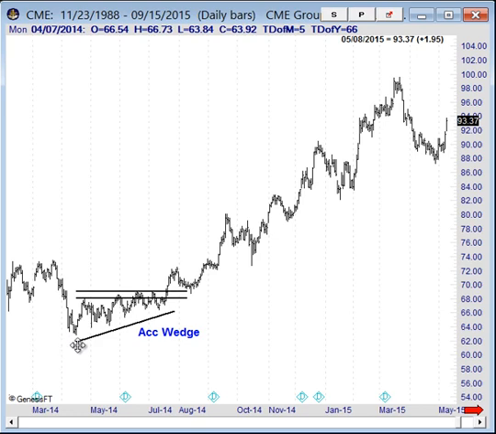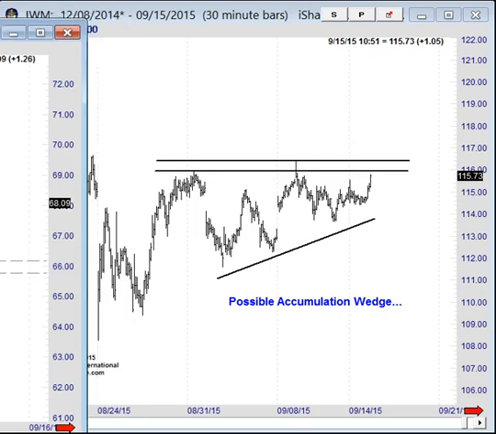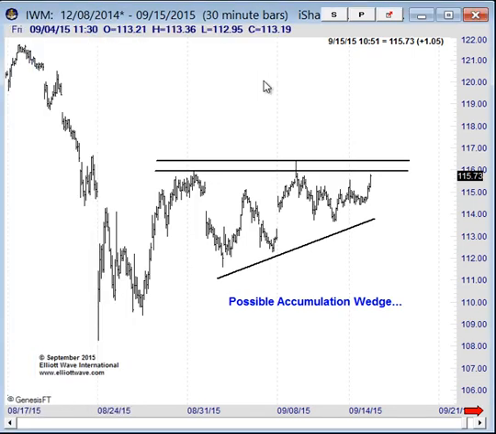And as you can see, we have the rising upward sloping trend line, the double layer of resistance. This is a classic accumulation wedge. Well, let's look at another possible pattern here where it does appear that we're working an accumulation wedge, and this would be in the IWM.